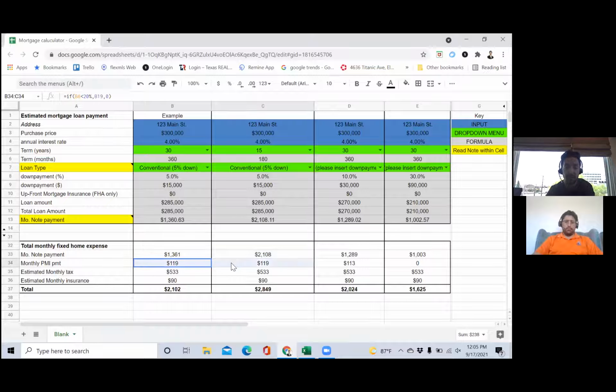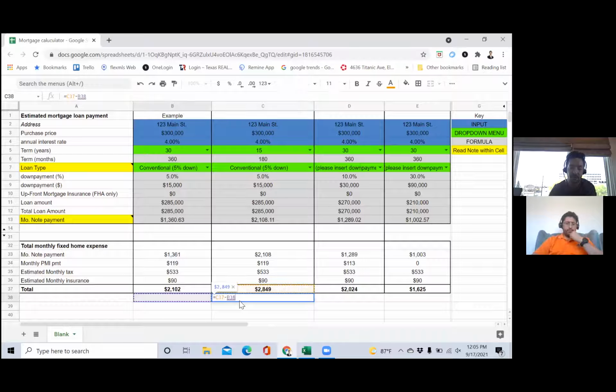The monthly PMI will be the same. That one, I'm not too sure, to be honest with you. I'm not sure if the PMI will lower on a 15-year note. It might, just because it's a lesser risk. But for the sake of this conversation, let's just assume it's the same. Your monthly tax is going to be the same. Whether you pay it off in 15 or 30 years, your tax is going to be the same, and so is your insurance. So the biggest variables will be your payment and potentially your PMI.